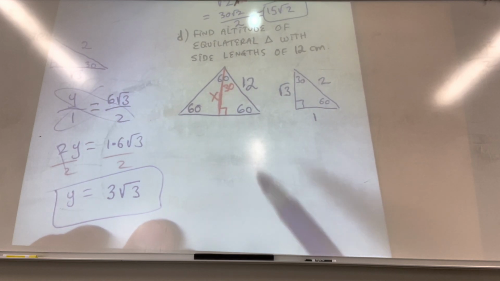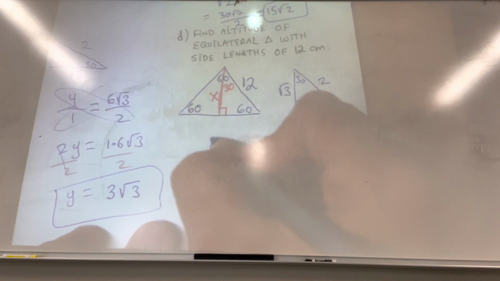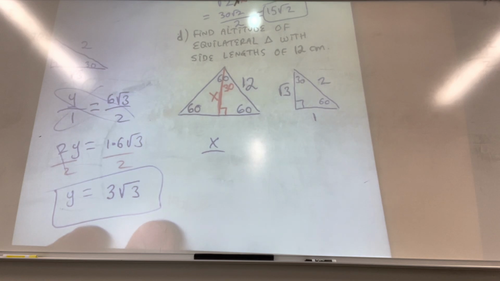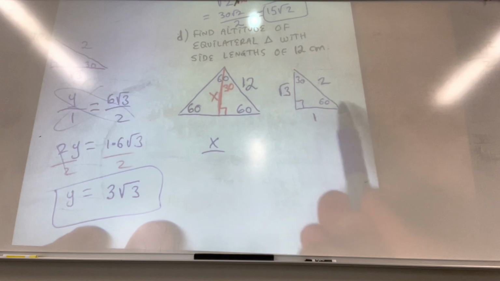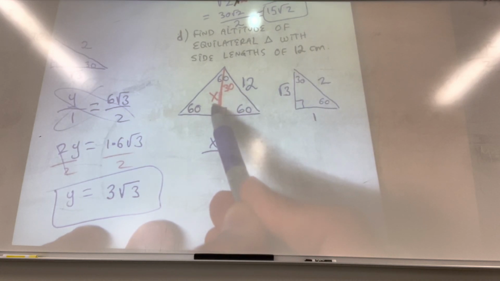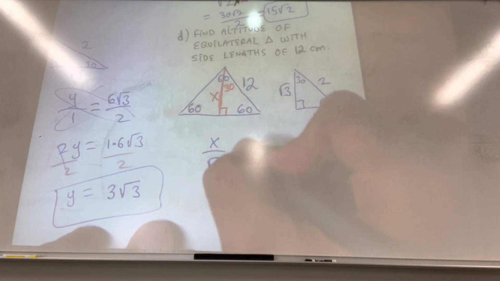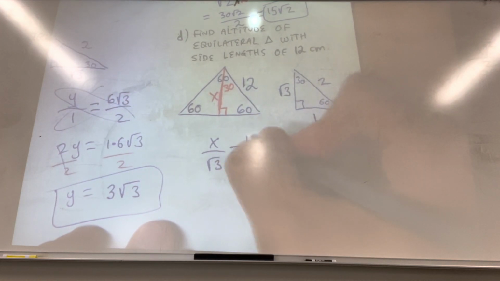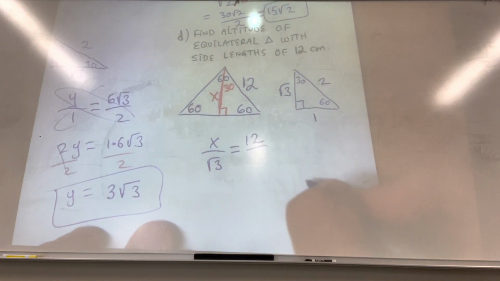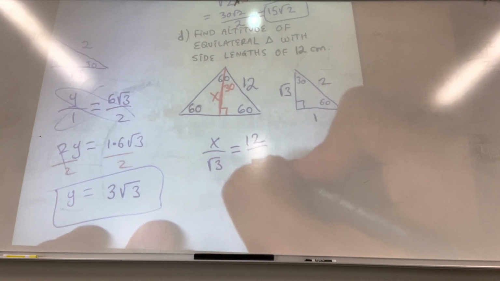Alright, so Alexander, tell me the setup then. X, I always start with what we're looking for. X over what? Well, look at it again. Match them up. Here's the triangle, here's this. X corresponds with which one? Radical 3. So X over radical 3 equals 12 over 2. Thank you.